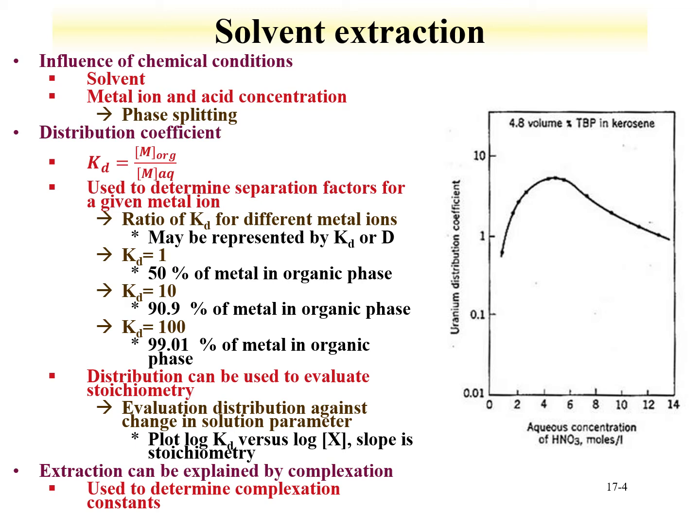Obviously, if one wants to effectively remove the target metal ion from the aqueous phase or the organic phase, you'd want a distribution coefficient somewhere between 10, which is around 90%, and 100, which is around 99% of the metal going into the organic phase. One can also use distribution coefficients in these systems to determine the stoichiometry of the extracted species. One can evaluate a parameter and look at the change of the log KD versus the log of that parameter. The slope is the stoichiometry. And again, this can be used to understand the speciation of the extracted systems.